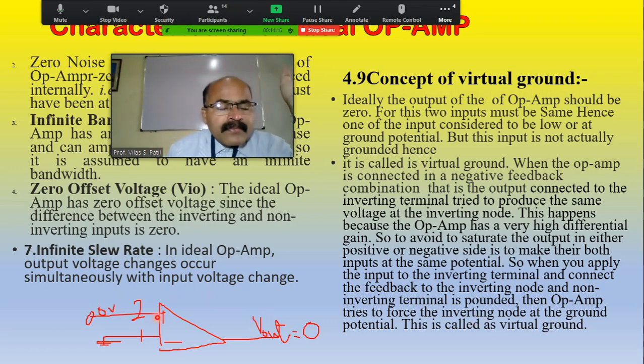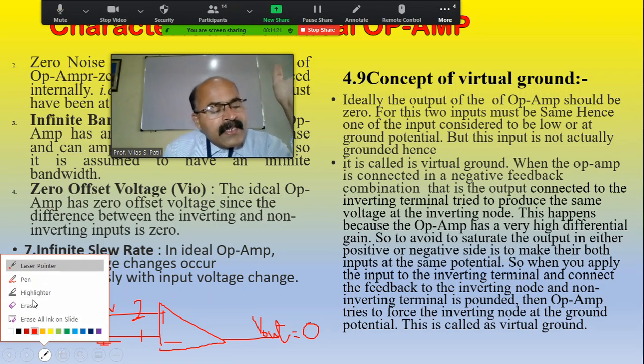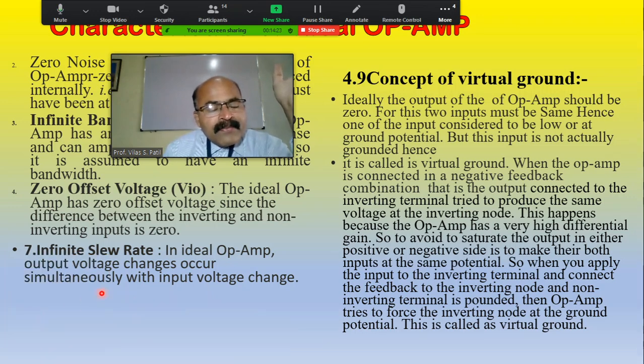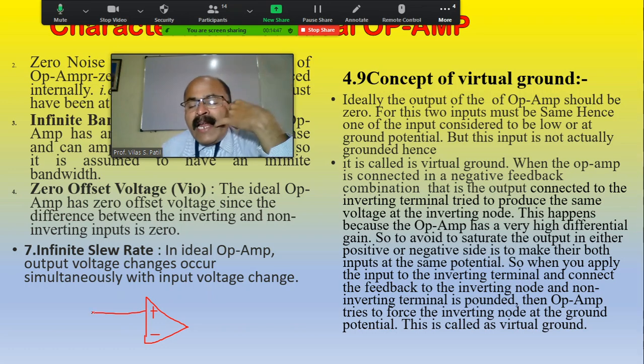See here, again I am changing the diagram. Just erase everything. Again take the pen and consider this is the operational amplifier. The upper is the non-inverting input terminal, the lower is the inverting input terminal. And the inverting input terminal, we just grounded.